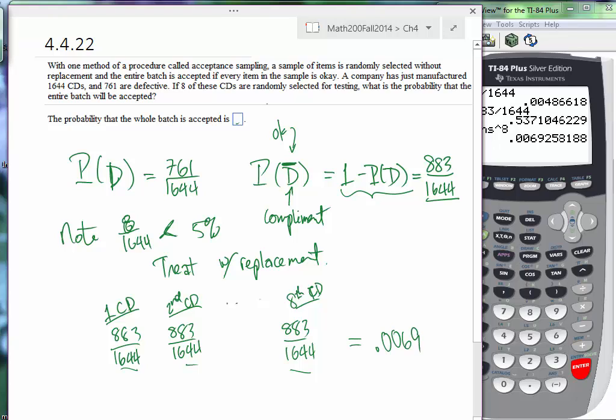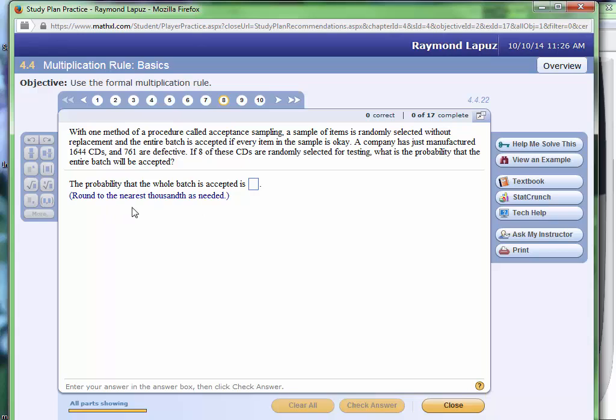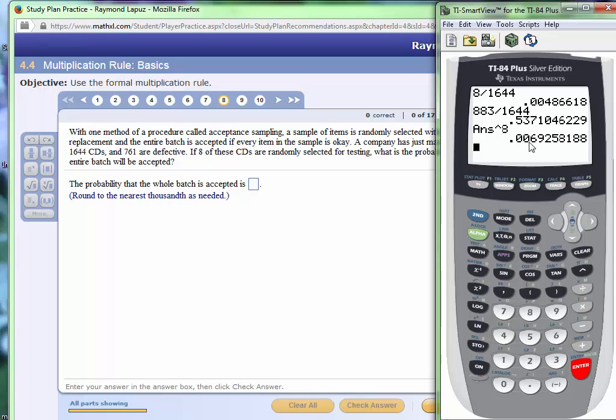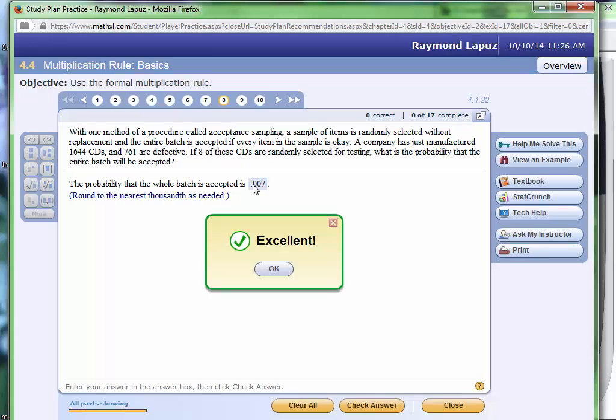And we're looking to fill this in. Let's take a look at how they want us to fill in the problem. Round to the nearest thousandths. So thousandths, that would be the tenths, hundredths, and thousandths, 3 decimal places. So we want 0.007. And there it goes.